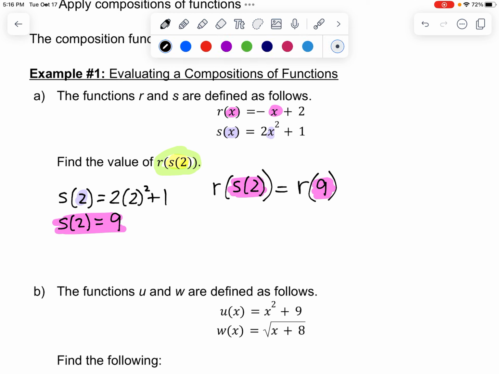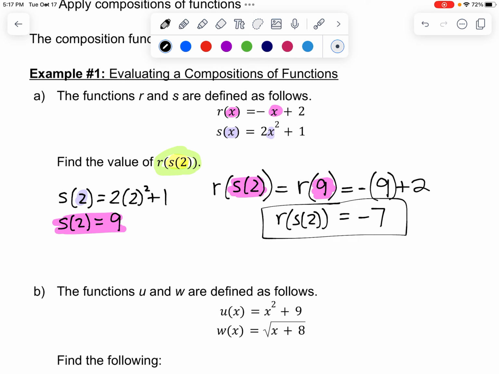So I get r of 9 equals negative 9 plus 2. If you want to put parentheses around the 9, you can. So it'd be negative 9 plus 2. And then if I take negative 9 plus 2, I get negative 7. So r of s of 2 is equal to negative 7.